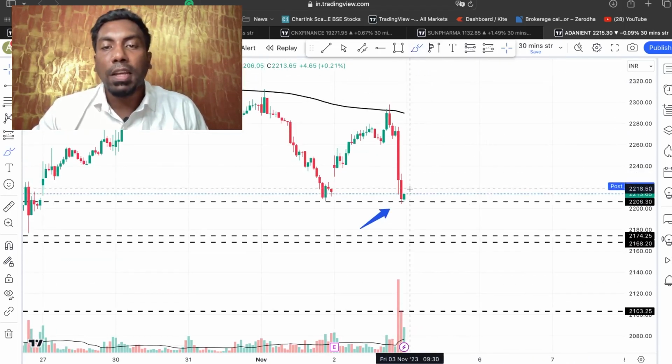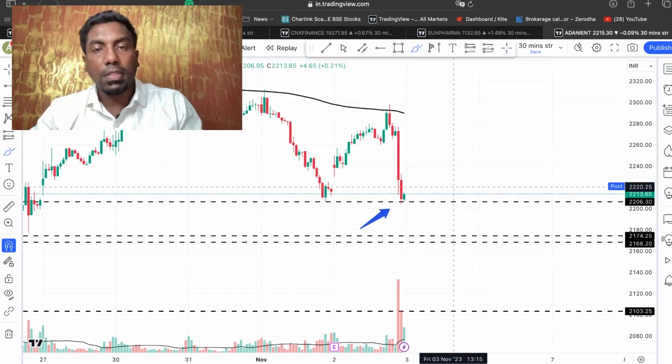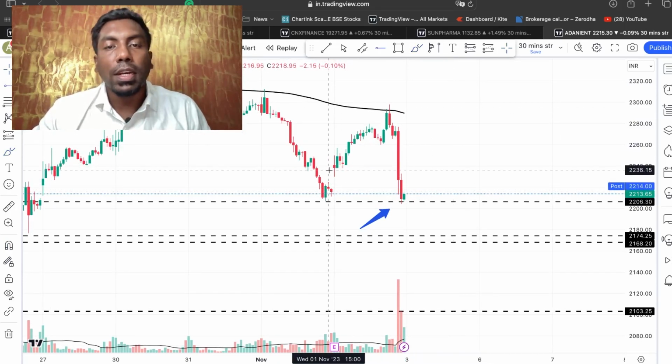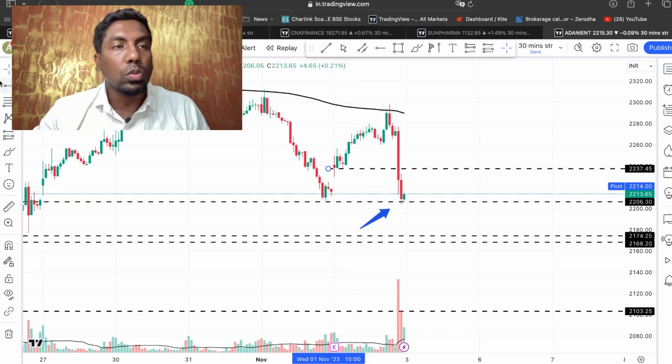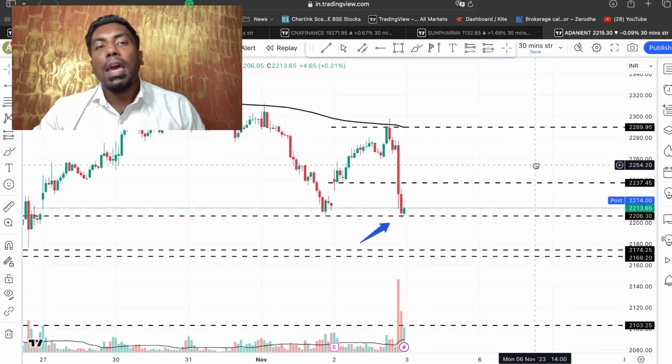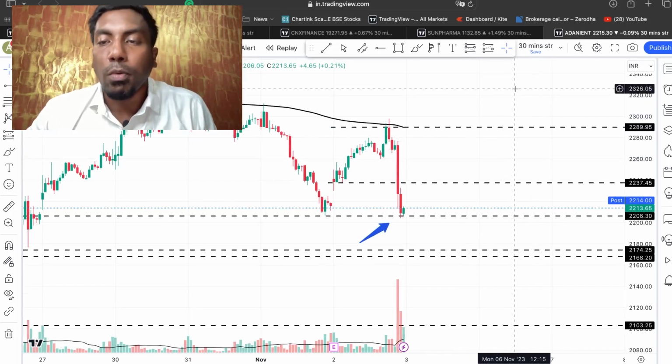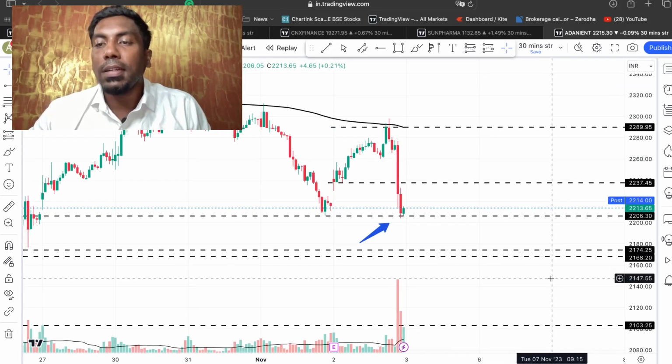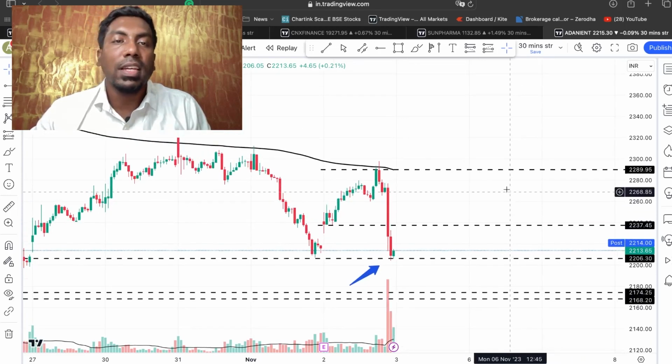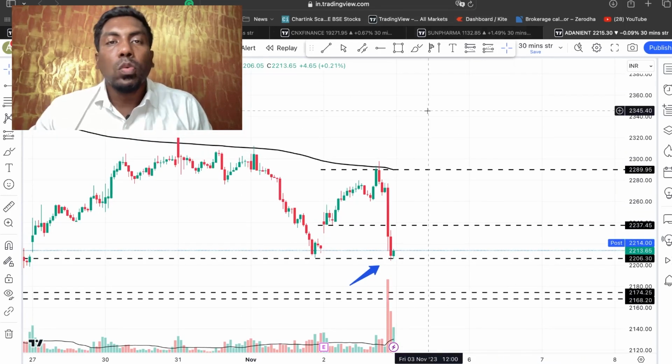But if the market comes and takes a support and goes on the upper side, you can directly go for the trade, and the first target which I would suggest is 2237, and the second target would be somewhere around your 200 EMA, and after that you can trail your stop loss and move on. So the targets on the upside are 2237 and 2289. These are the levels on the upside. So these are the two stocks.